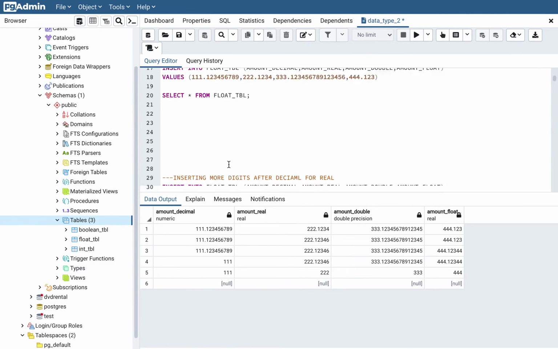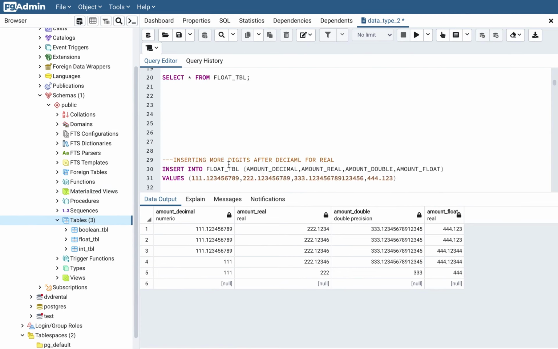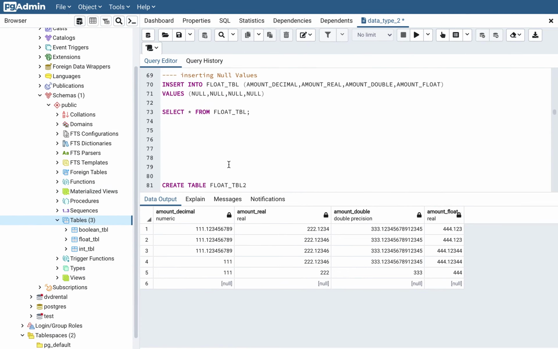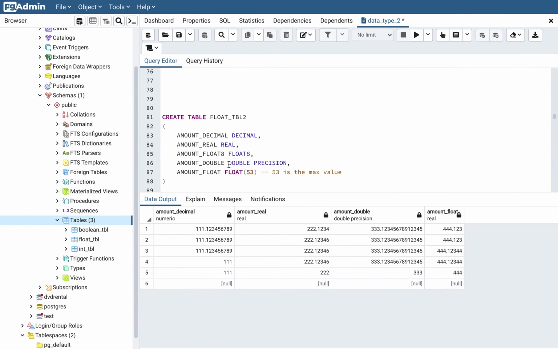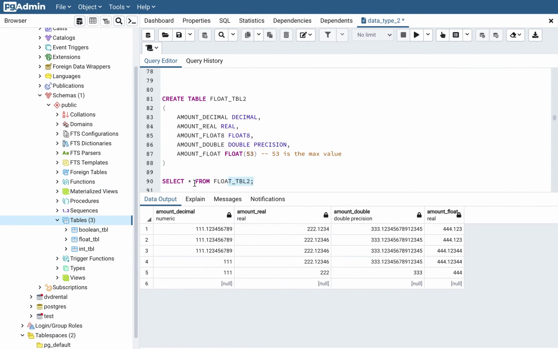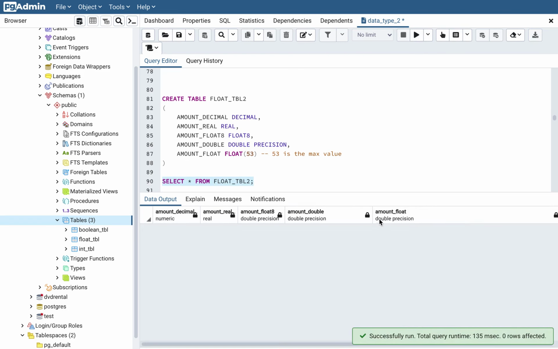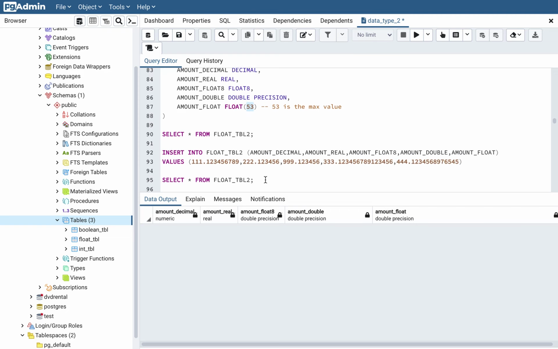Now, since we have created this particular table, let us look into it. So now let me show you float table 2. So here you see it has created double. Now this is the highest value. You must also remember in PostgreSQL, the highest number of bits which you can assign for float is 53. This is also an interview question. Sometimes it is being asked.